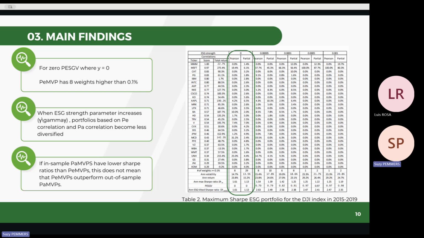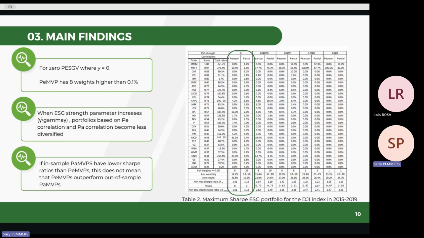After that, about the optimal ESG strength gamma. For the DAG portfolio, when the ESG strength parameter gamma is near 0.005, it yields the maximum value of the ESG tilted Sharpe ratio.